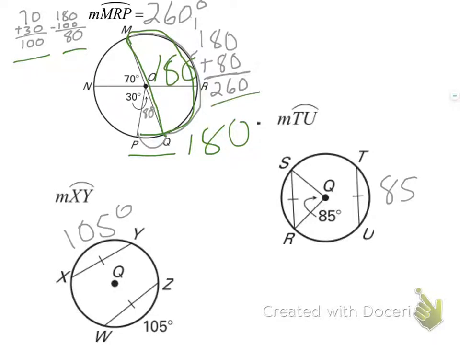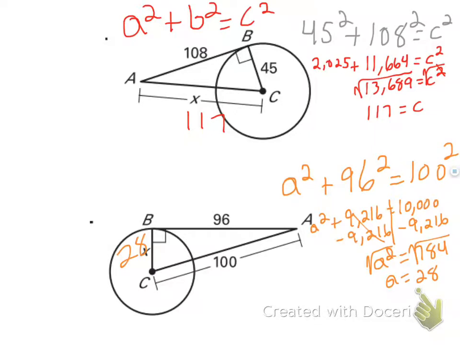Measure of TU. Well, I know that these two chords are congruent, so the minor arcs must also be congruent. So this is 85, then this is also 85. TU is 85. We also know that the central angle is 85, so the arc is 85. Measure of XY. Again, the chords are congruent, so the minor arcs are also congruent. If this side is 105, then XY is also 105.